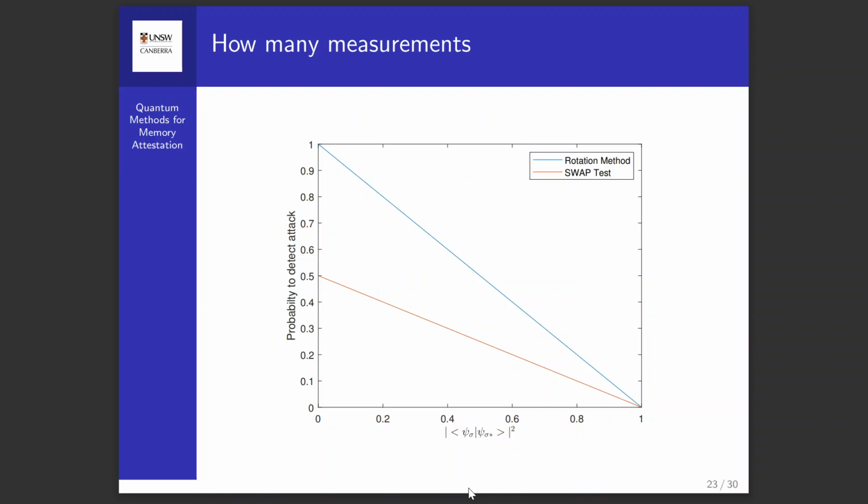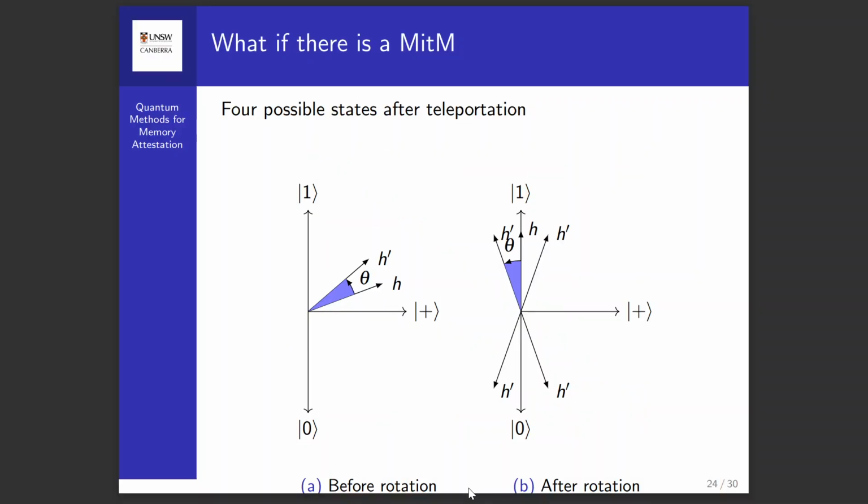So still quadratic communication required, but we're a constant factor better. This is actually the best that you can do, given quantum mechanics. At least that was our claim. All right. So what if you have this person between you and the verifier who's changing the bits?